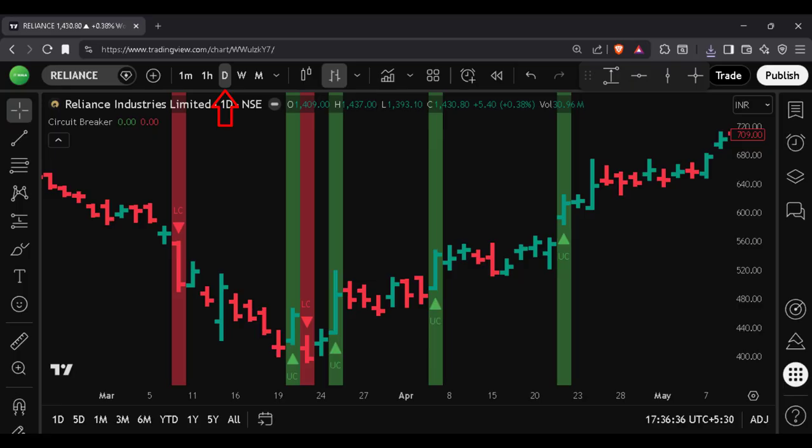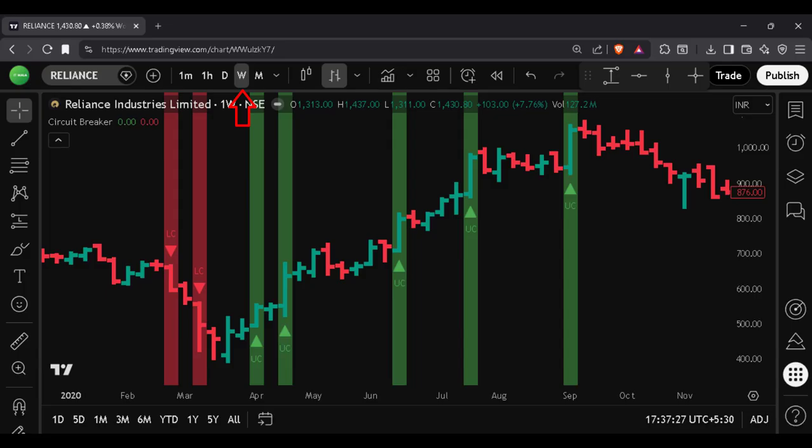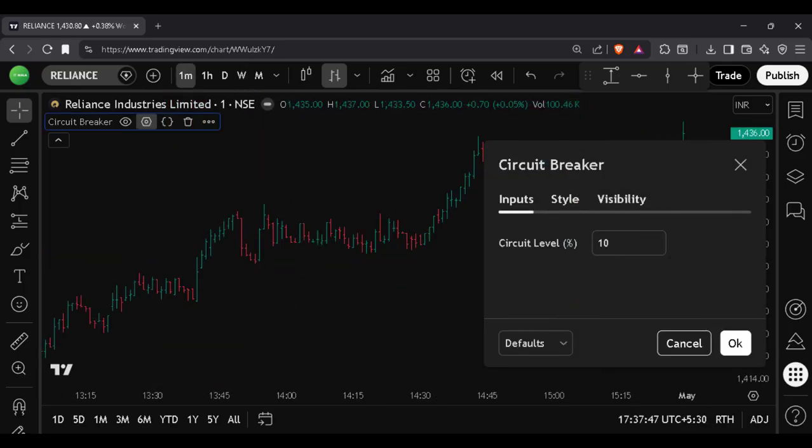Right now, we are on the daily time frame. And now we are on the weekly time frame. If you use it on the intraday charts, you may have to adjust the circuit level accordingly, because almost no intraday candle will move 10%. Now, let's see the code.